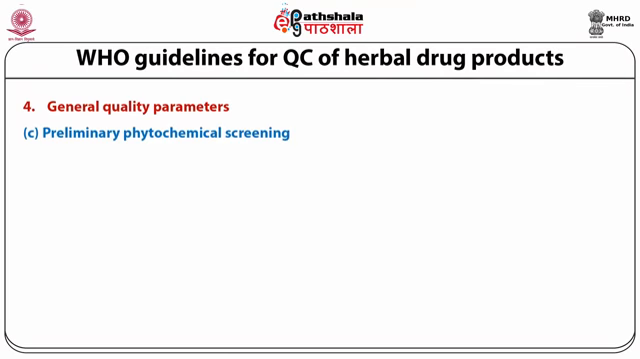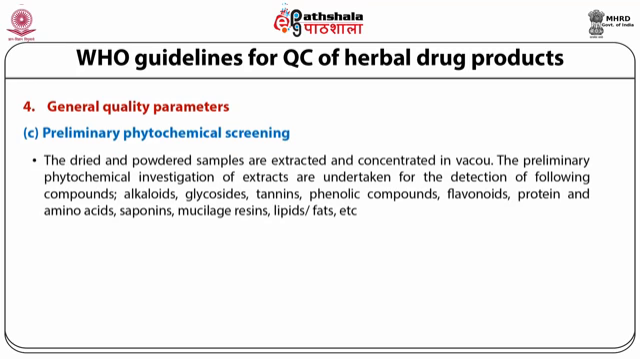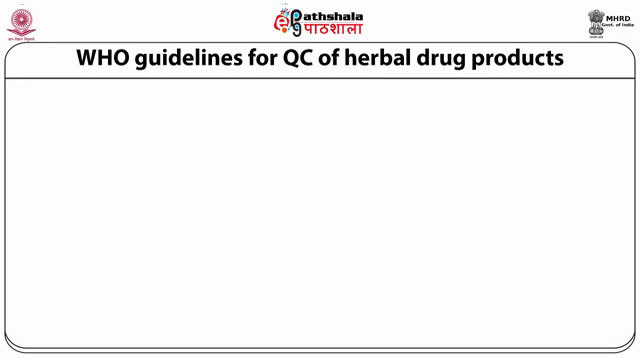The preliminary phytochemical screening is also carried out as part of the quality control parameters. The samples are extracted with solvents, concentrated in vacuum, and preliminary phytochemical investigation is carried out for the detection of alkaloids, glycosides, tannins, phenolics, flavonoids, etc. Let's now discuss how to determine the toxic substances inside herbal preparations or products.